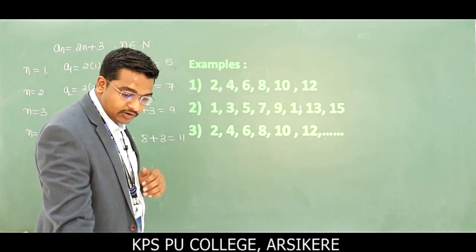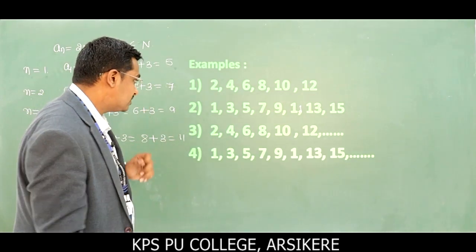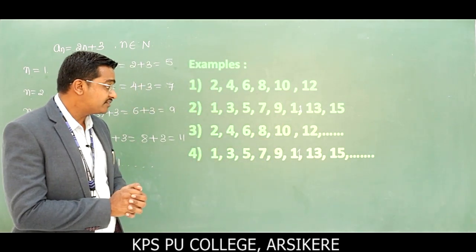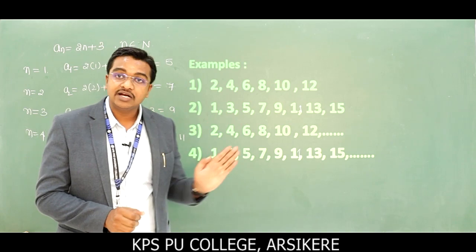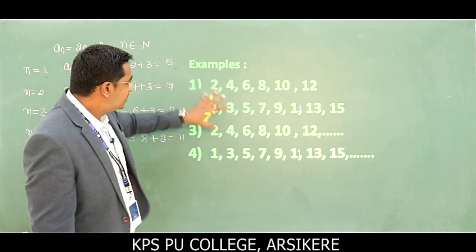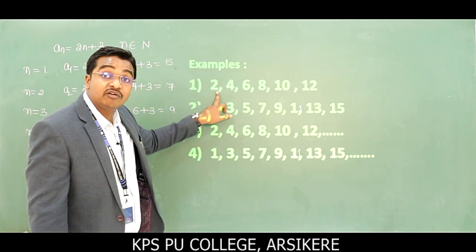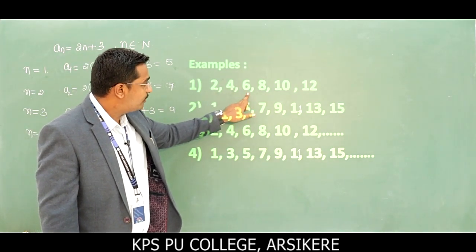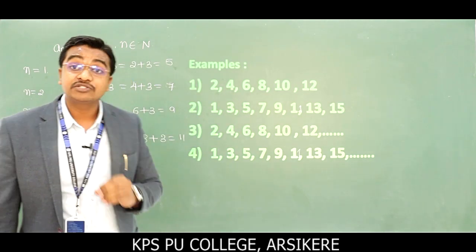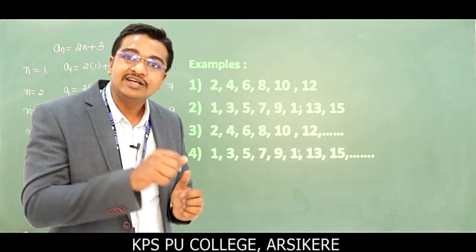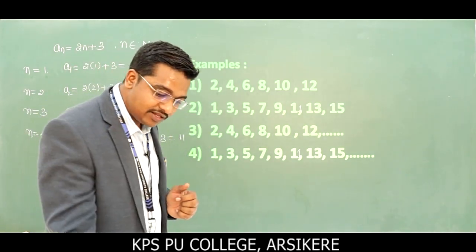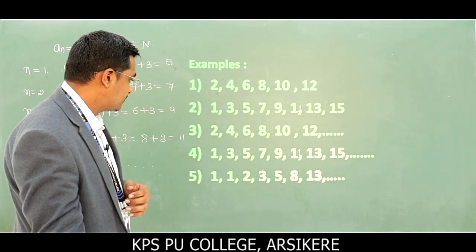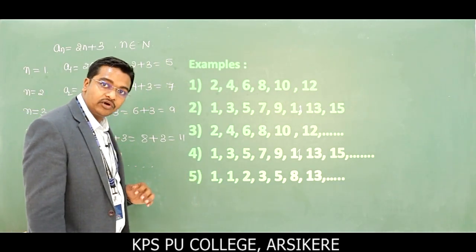And let's look at the fourth example. The fourth one is also 1, 3, 5, 7, 9, 11, 13 and 15 and it follows. So these members: 2 is a member of the first sequence, 4 is also a member of the first sequence, 6 is also a member of the first sequence. These members we call the terms of the sequence. We will discuss that definition. And the last sequence is here. Just observe, the fifth one is very important.